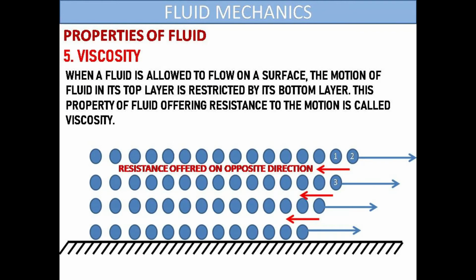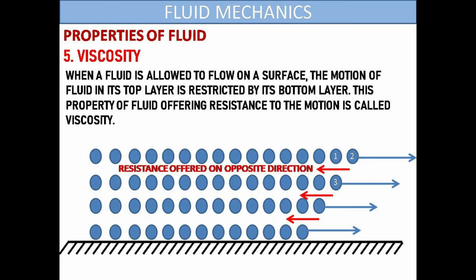Property 5. Viscosity. When a fluid is allowed to flow on a surface, it will flow in the form of layers. The motion of top layer of fluid is restricted by its bottom layer. This property of fluid offering resistance against motion of fluid is called viscosity. This figure here shows flowing fluid in layers. Fluid is flowing towards right, but resistance is offered towards left, further developing a condition of shear in fluid molecules.